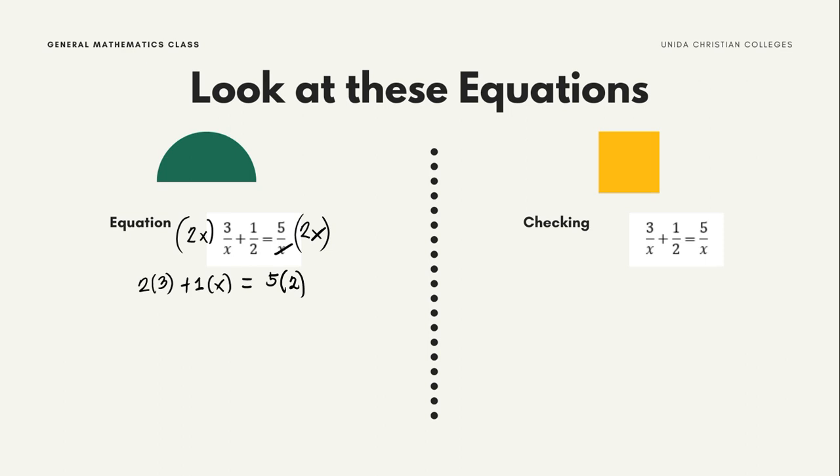So, sa R natin, remove all grouping symbols. Okay, so i-remove natin lahat ng grouping symbols. We have 2 times 3, that is 6. Okay, 1 times x. Okay, so that is 1x, or we can write that as x is equal to 5 times 2, which is equal to 10. Okay, na-remove na natin lahat ng grouping symbols. Punta tayo doon sa A, which is add or subtract similar terms.